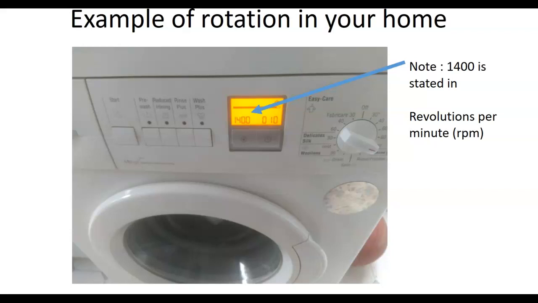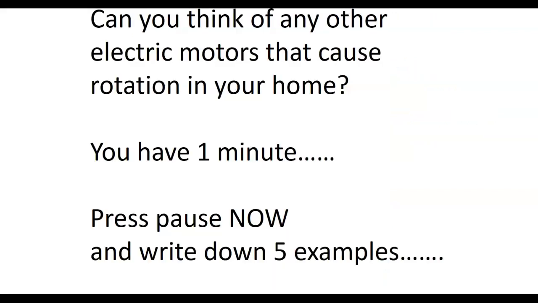We might have rotation rates in car engines which are very high, thousands of revs, but we also have very slow rotation rates, which I'll be showing you one or two in a minute. Before we do that though, think of in your own home there are lots of electric motors that cause rotation of one thing or another. So what I'd like to do is for 1 minute see if you can write down 5 examples of electric motors in your home which may be causing rotation.